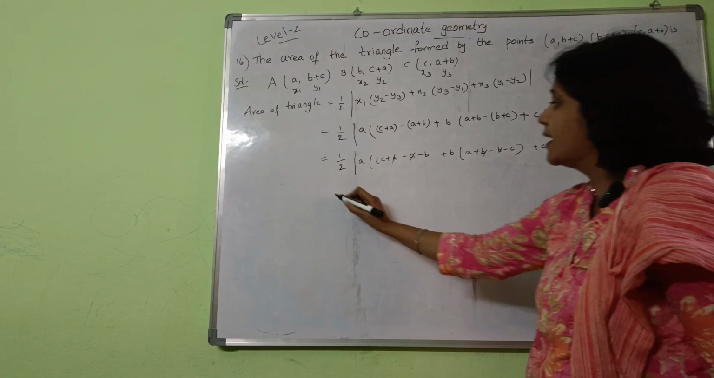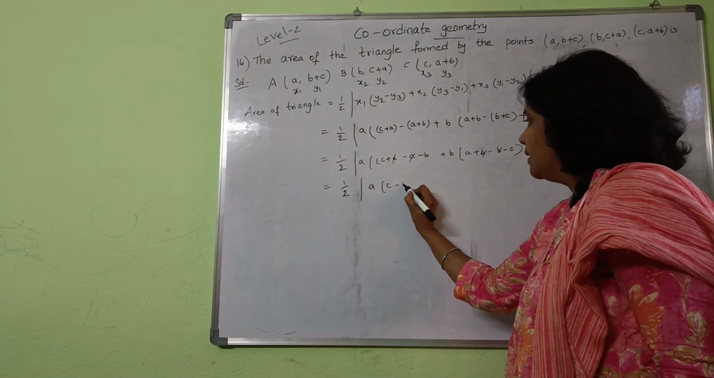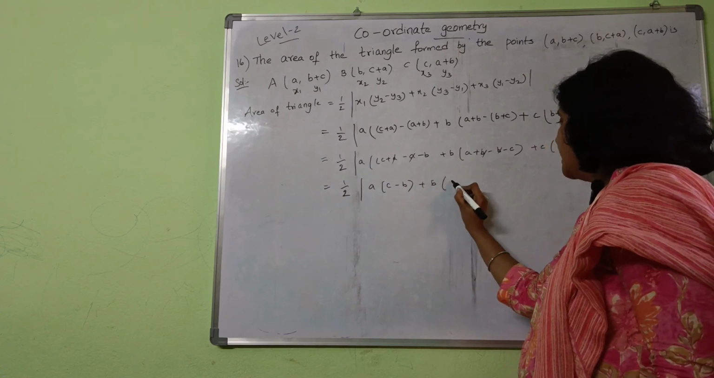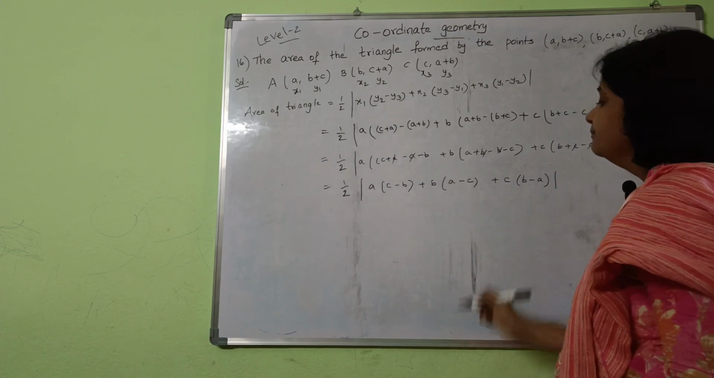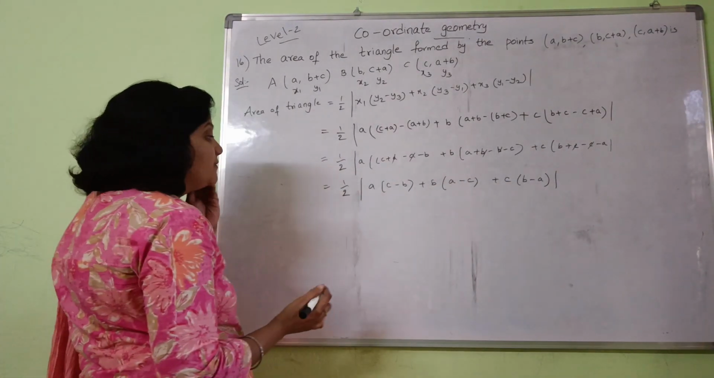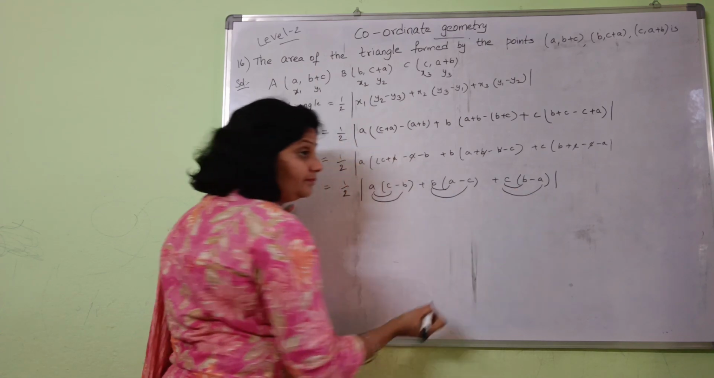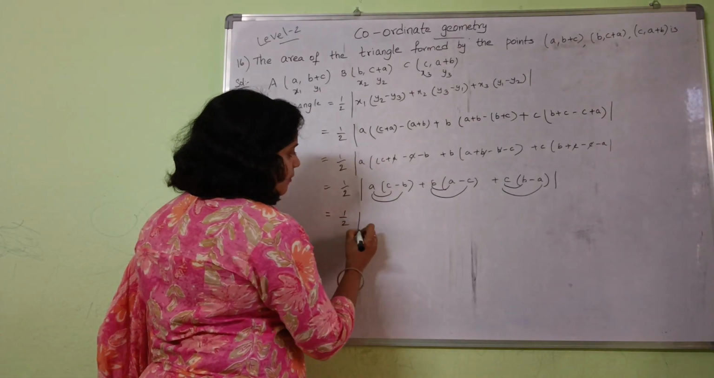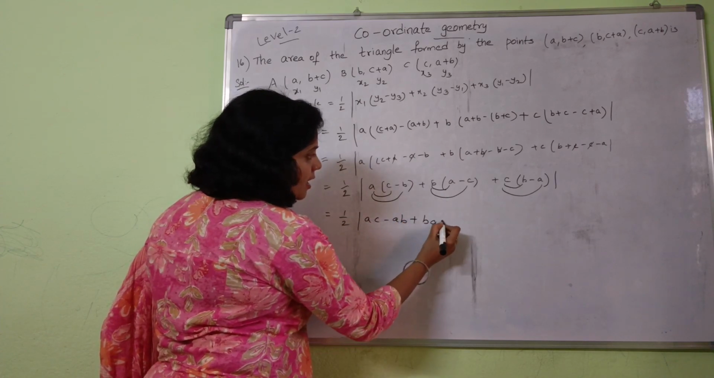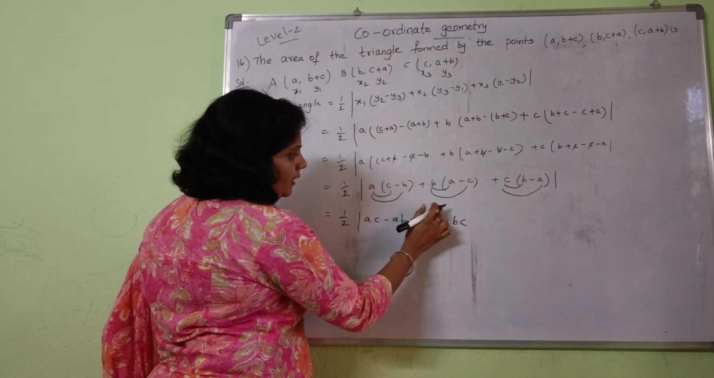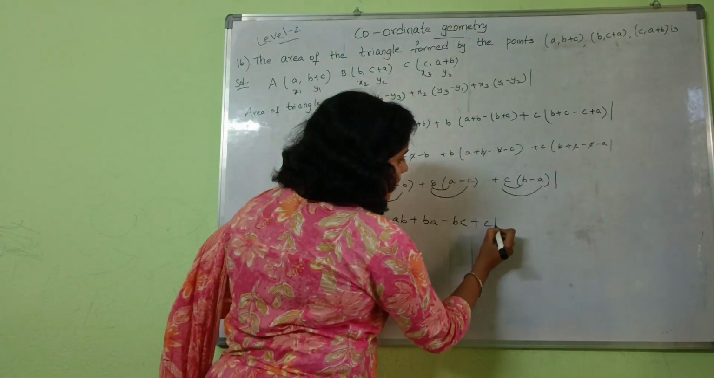Okay. Now what is left? 1 by 2 of a into c minus b plus b into a minus c plus c into b minus a. Okay. Next, what we should do? We should multiply this with inside like this. Okay. 1 by 2 mod of AC minus AB plus BA minus BC. See, here I am showing in the curve form where to multiply. Plus CB minus CA.